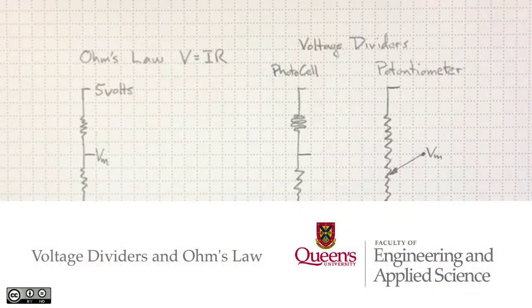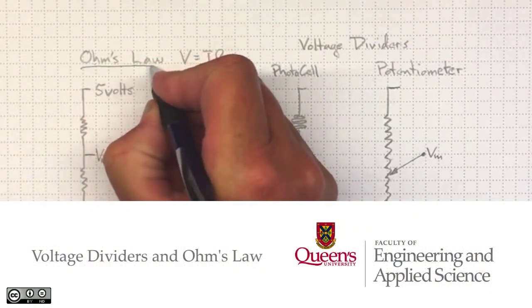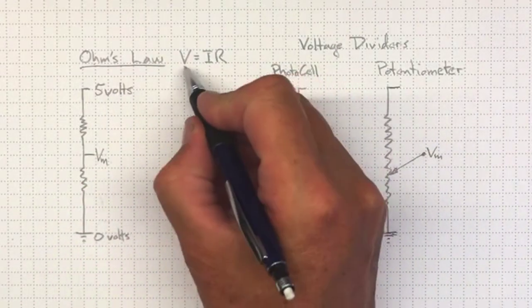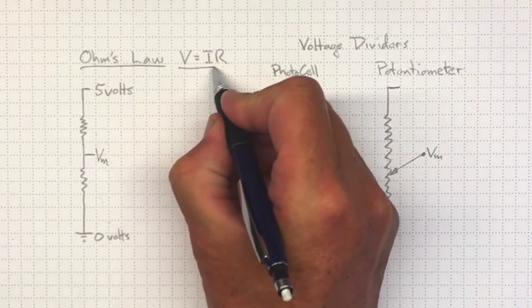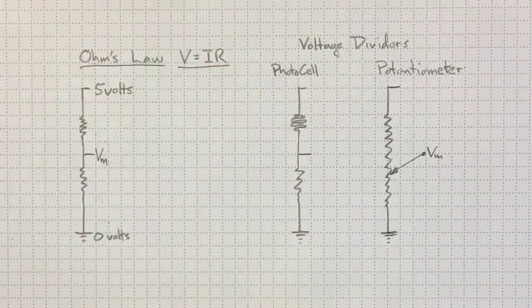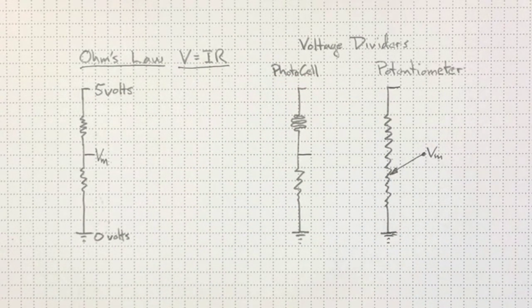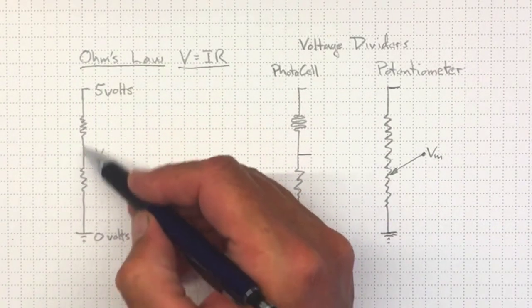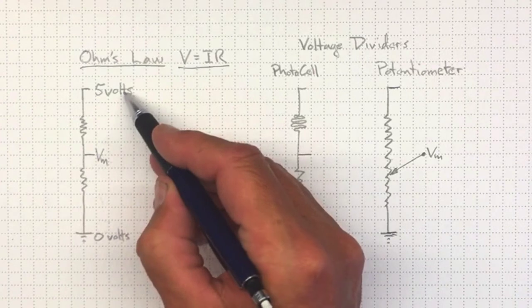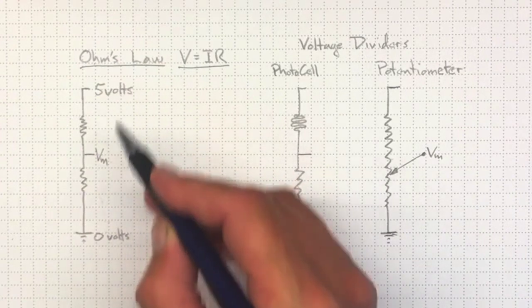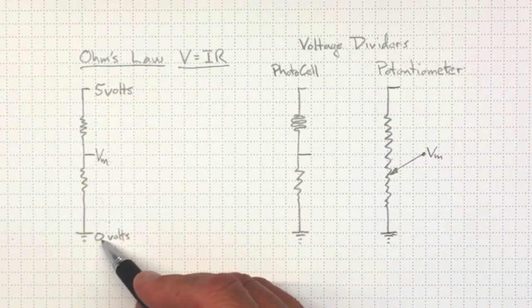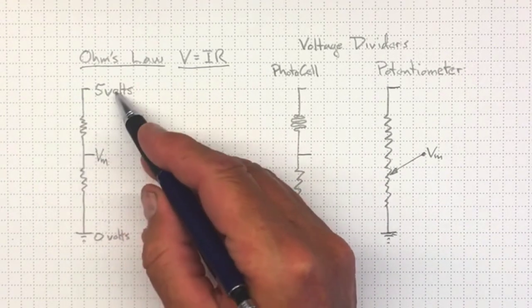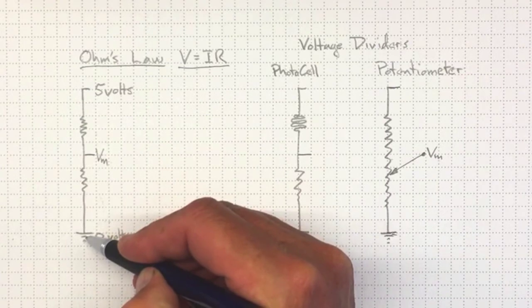Let's just do a little review of Ohm's law, which governs the flow of current through resistances under an applied voltage. You'll remember that the voltage is equal to the product of the current and the resistance. So what that tells us, for a simple circuit where we put two resistances in series so that they add together, if we apply 5 volts from the UNO up here and ground, 0 volts, down here, then the voltage Vm in the middle here will be somewhere between 5 volts and 0 volts.